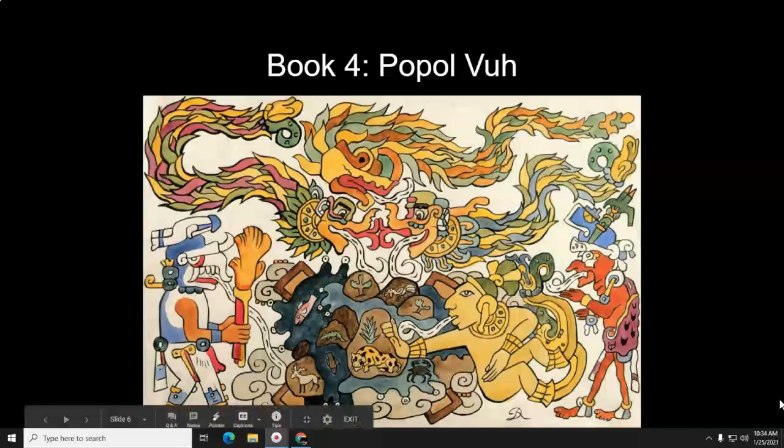Book 4 is the Popol Vuh, which I'm sure I'm saying wrong. This is a Mayan book. Again, it is made in their format, and this also takes a little bit more digging to find the information, but it's really, really worth it. Just another gorgeous book.